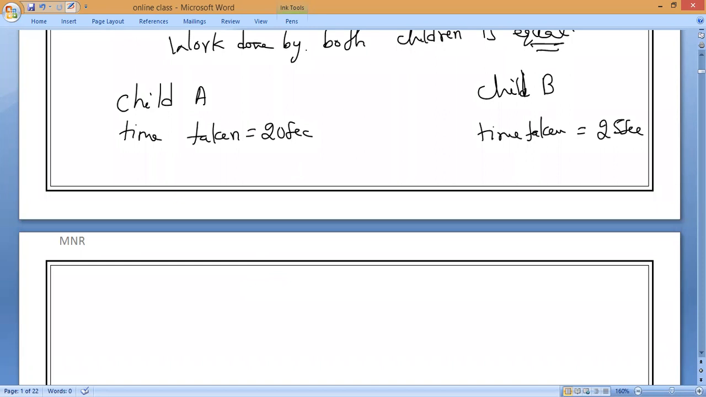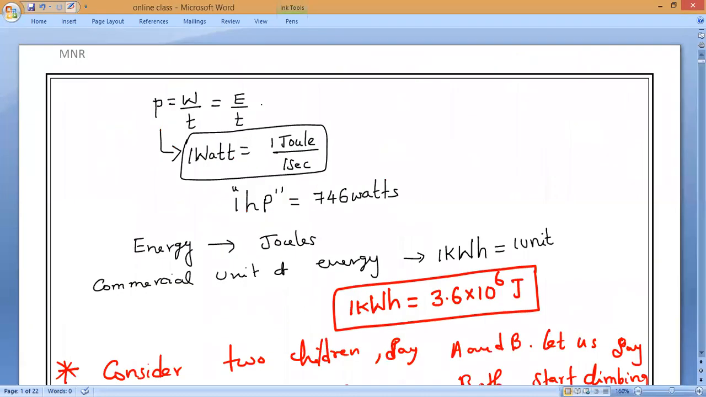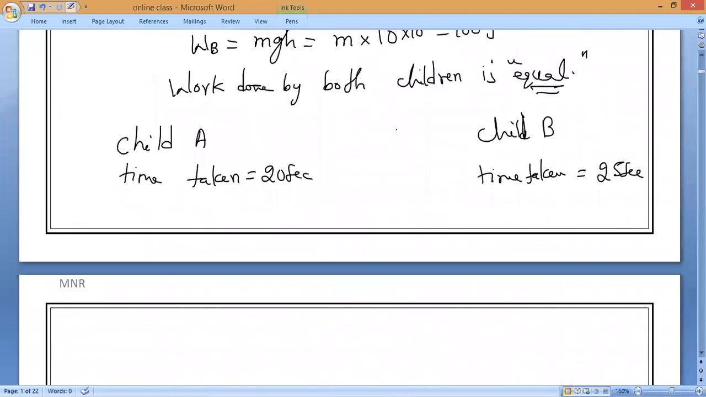What is work done per unit time called? Anybody can tell what it is called? Power, sir. You have studied, yes, work done per unit time. All of you? Power. Understand? So power we have to find.